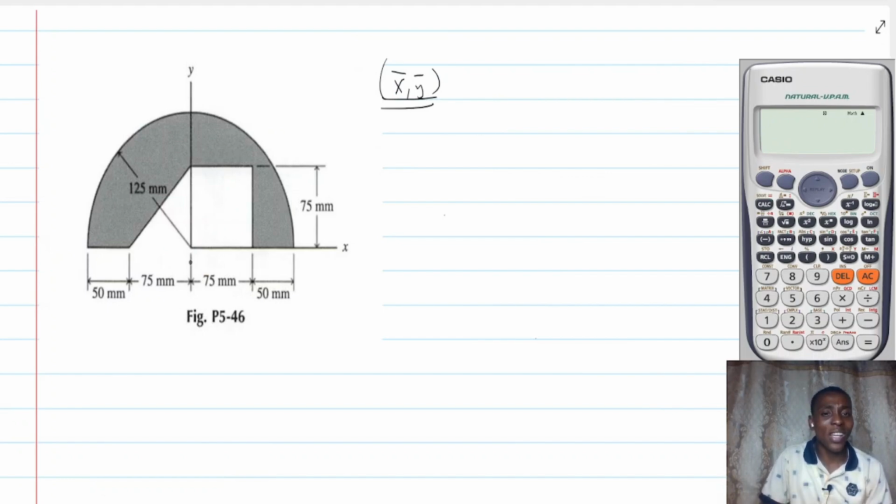So picture the whole of this as though you have a semicircle and you have taken a triangle away, and then you have also taken a square or a rectangle away. So we are going to take the whole of this as though one complete semicircle. Then this is a triangle taken away from it. Then I have a square taken away from it. So let's start the analysis from the semicircle. So for the semicircle, we will calculate x bar and then y bar.